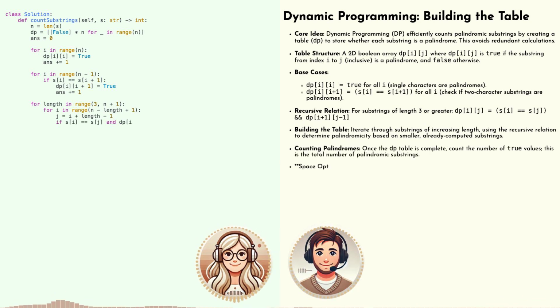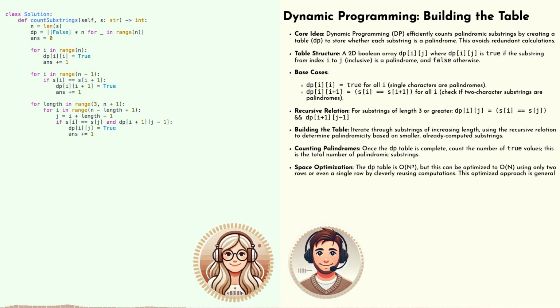Instead of checking every substring from scratch, we build a table to keep track of whether a substring is a palindrome or not. We start with all the single characters, which are always palindromes. Then we move to substrings of length 2, then 3, and so on.